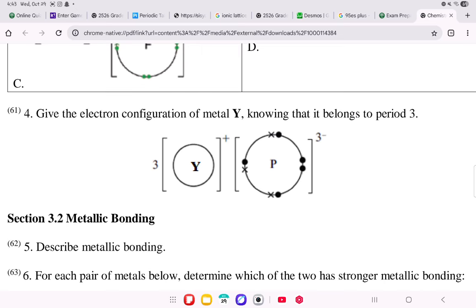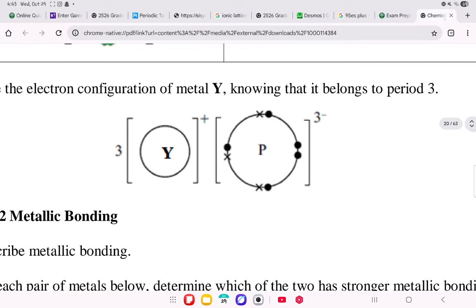Give the electron configuration of metal Y, knowing that it belongs to period 3. Okay, so what does this mean? This is the biggest hint. It belongs to period 3. First we keep this in mind. Now, what does this 3 over here indicate? This means that we have 3 Y plus atoms.